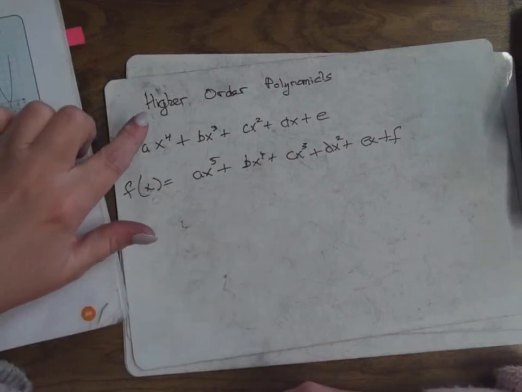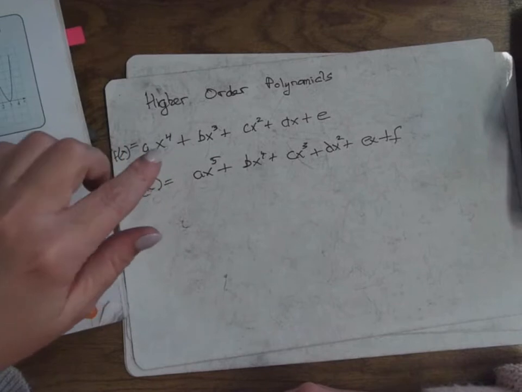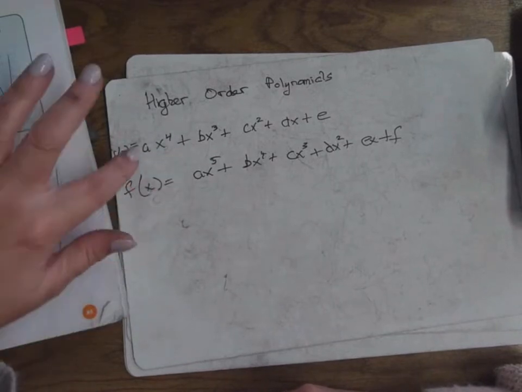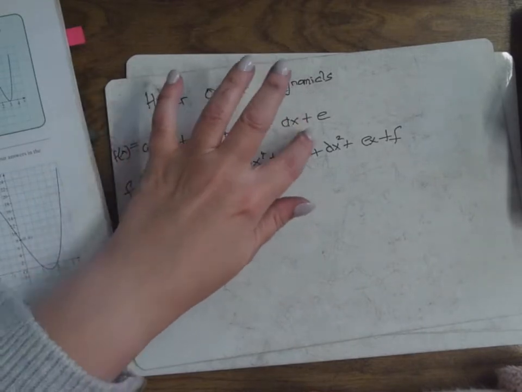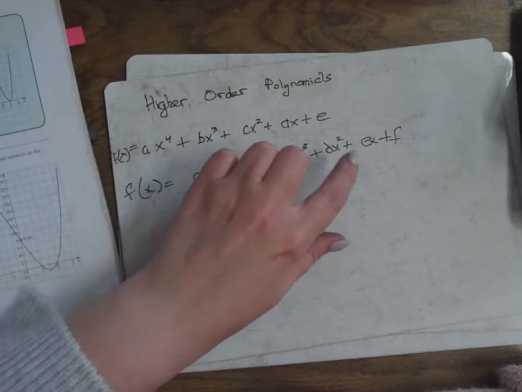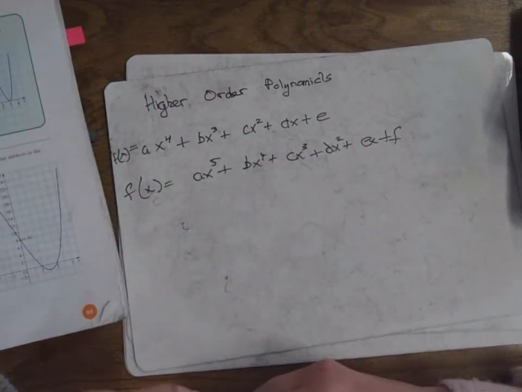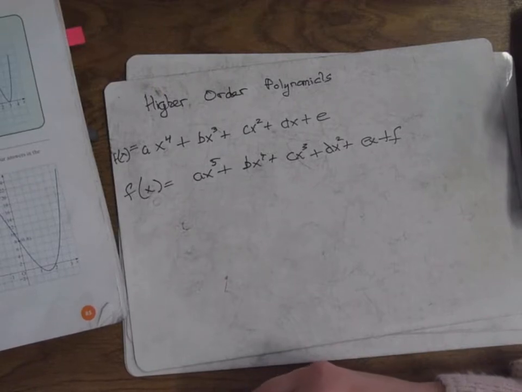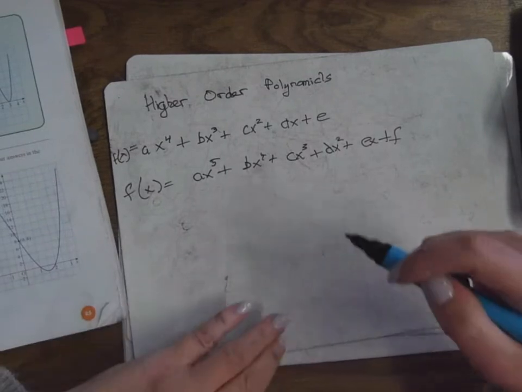Higher order polynomials, as I say, means they go higher than x cubed. So there might be an x to the power of 4, and then there's an x cubed term, an x squared term, an x term, and a number. Or x to the power of 5, 4, 3, 2, 1, a number. As I say, you won't be asked to solve anything higher than an x cubed, but you might be given a graph of something higher.